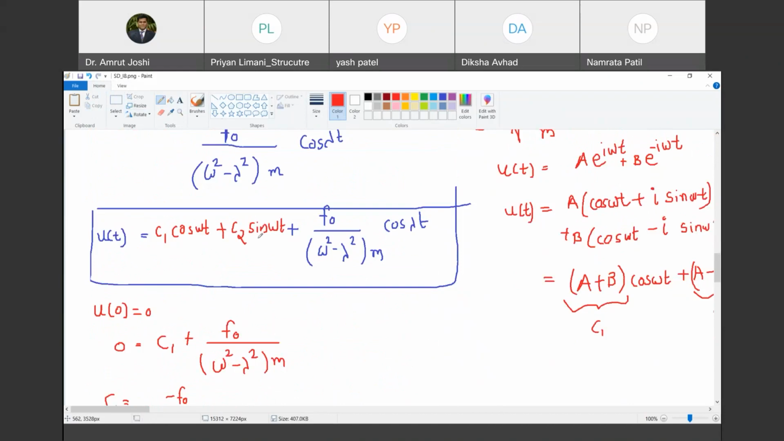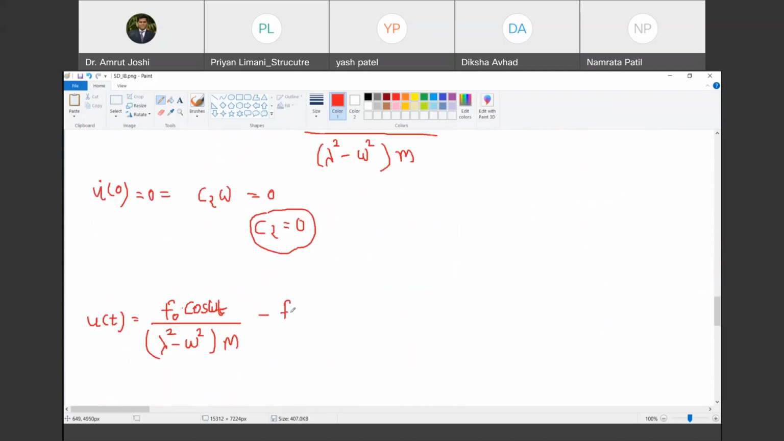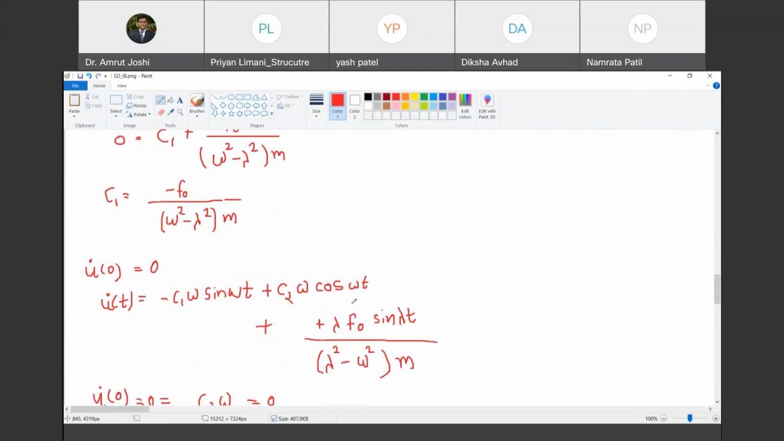What is the value of C2? 0. So this term is going to vanish, and we are going to have F0 upon omega square. Now again, to maintain the denominator same, what I can do is I can write this as lambda square minus omega square. Then I will have to introduce a negative sign. So can I write minus F0? क्या है बोलो? Cos lambda t divided by same denominator. So it is lambda square minus omega square into m. Am I right? Okay, this is the response of the system.